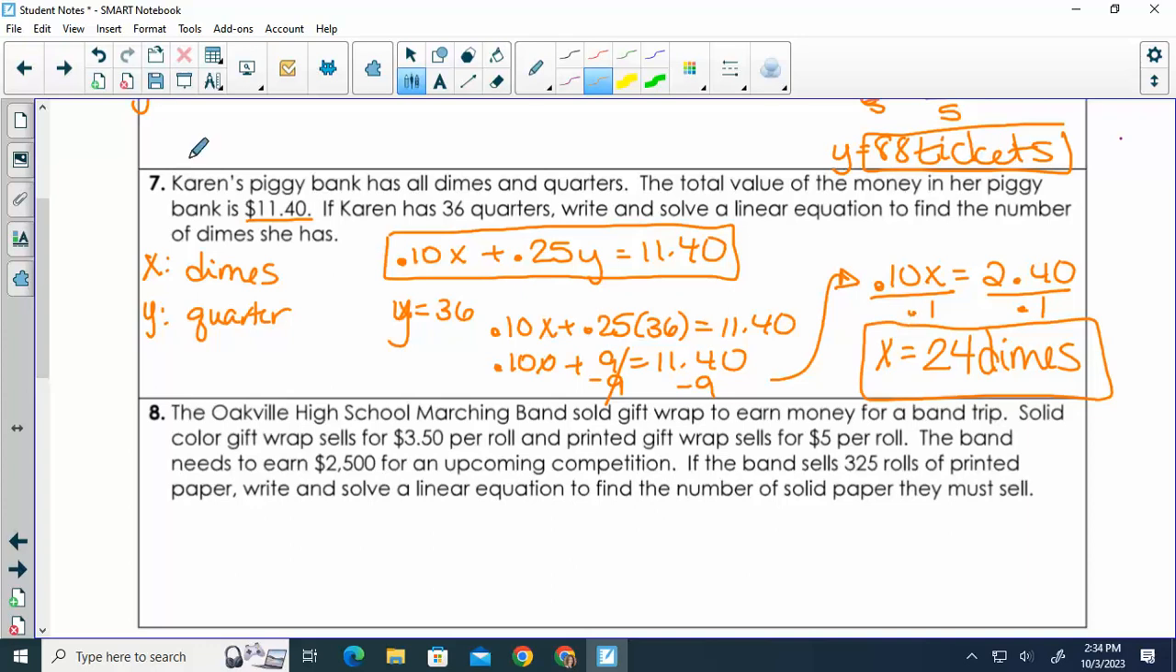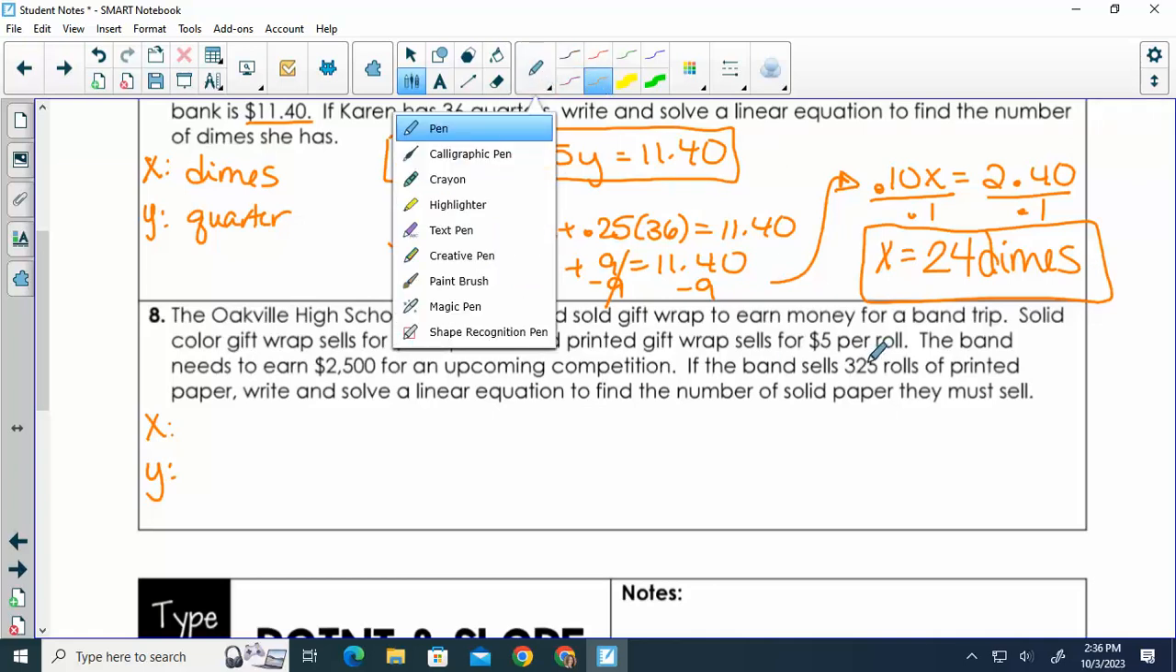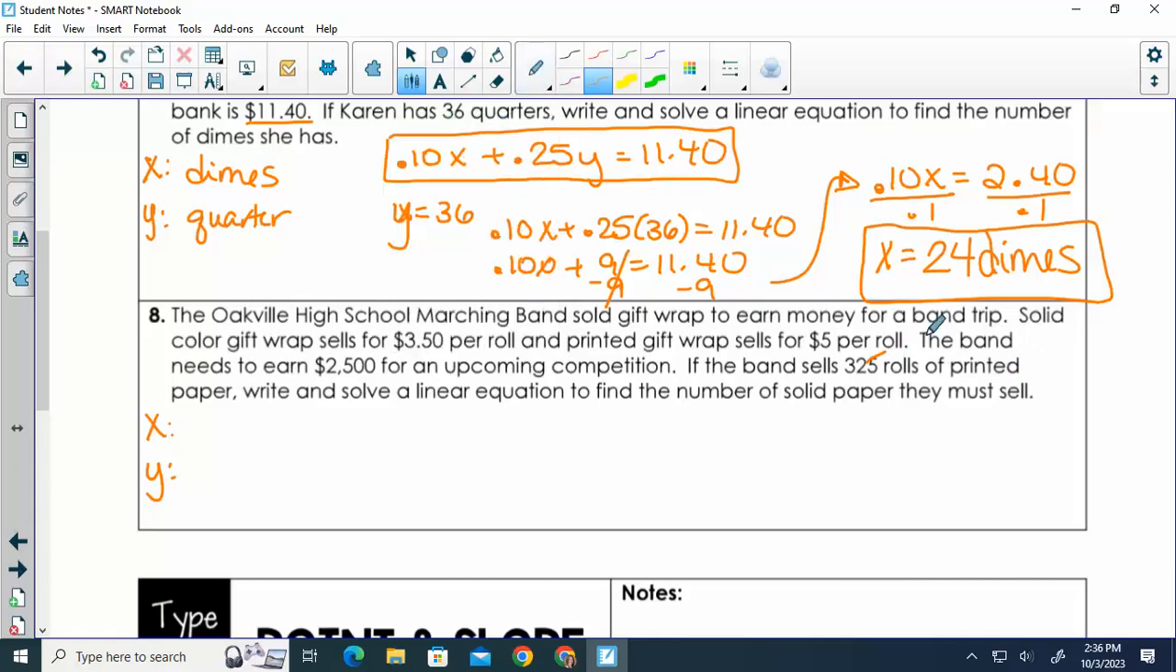Try the last. We have the Oakville High School Marching Band sold gift wrap to earn money for a band trip. Solid color gift wrap sells for $3.50 per roll, and printed gift wrap sells for $5 per roll. So when I am looking at this, what are my two unknowns, my X and my Y? Solid and printed.